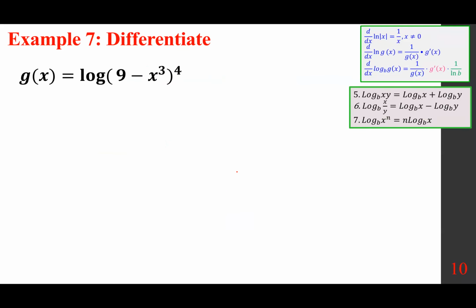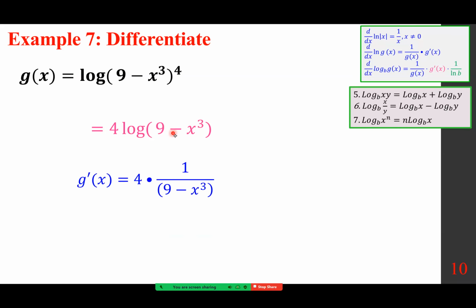All right. We're going to continue differentiating. We're dealing with the log. The first step is to decompose it, and we can use the power rule, put the 4 in front. Now to differentiate this, 4 remains unchanged. We flip this over. By the chain rule, we need the derivative of that times negative 3x squared.